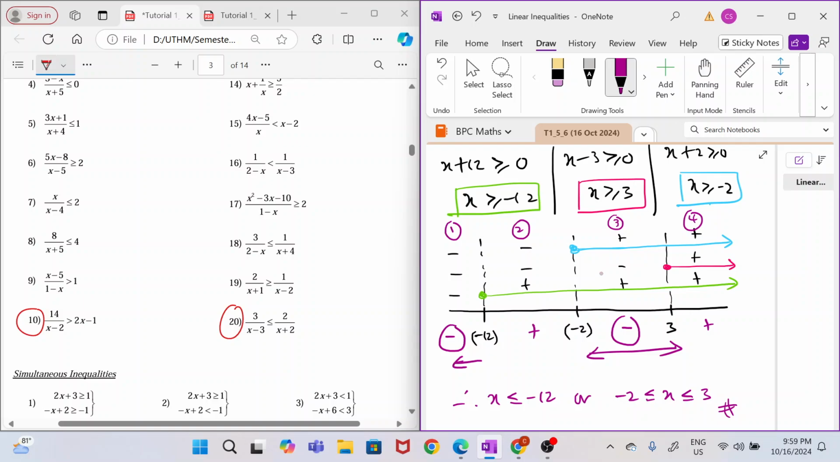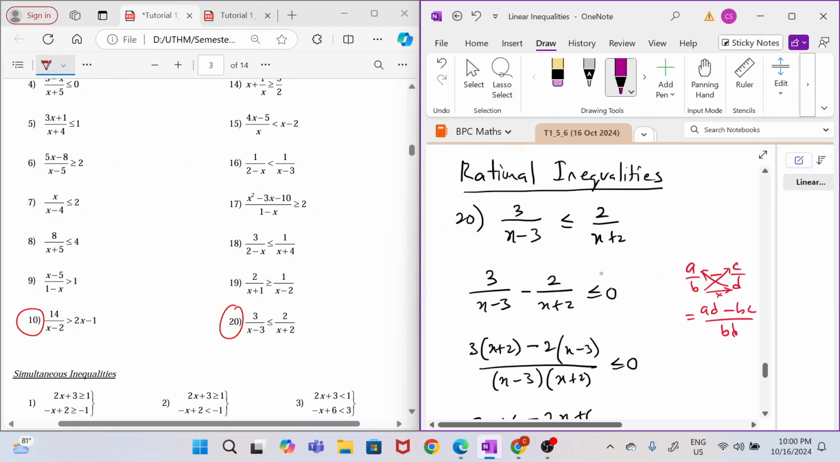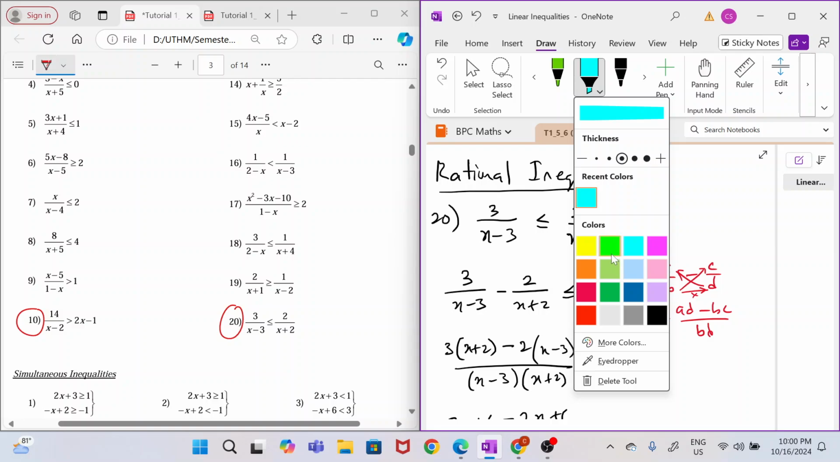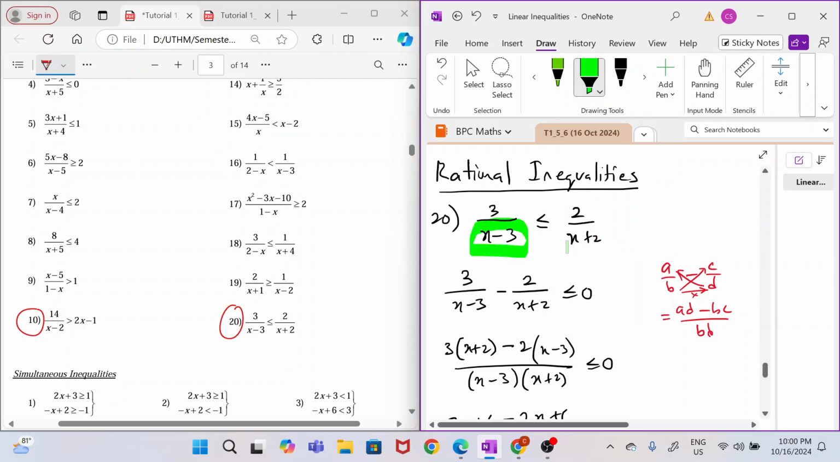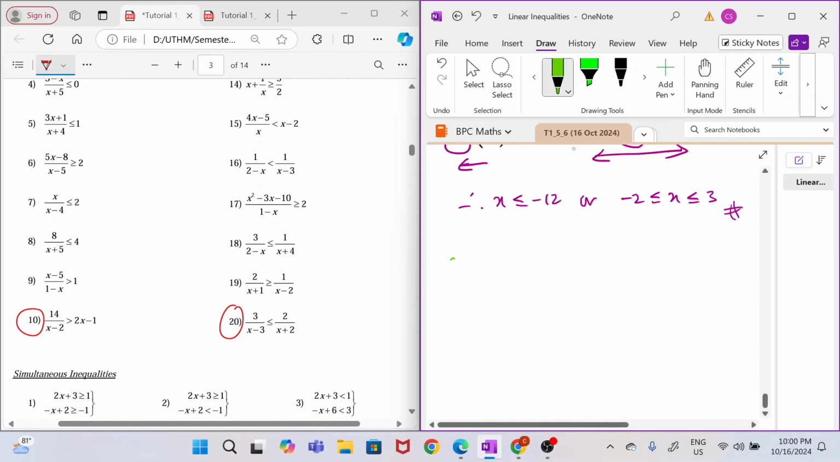But as I told you earlier, this is a rational function. For rational inequalities, what we have to worry about is the denominator. The denominator here, we don't want that to be zero. So x minus 3, this denominator, we don't want that to be zero, which means we don't want x to be 3.